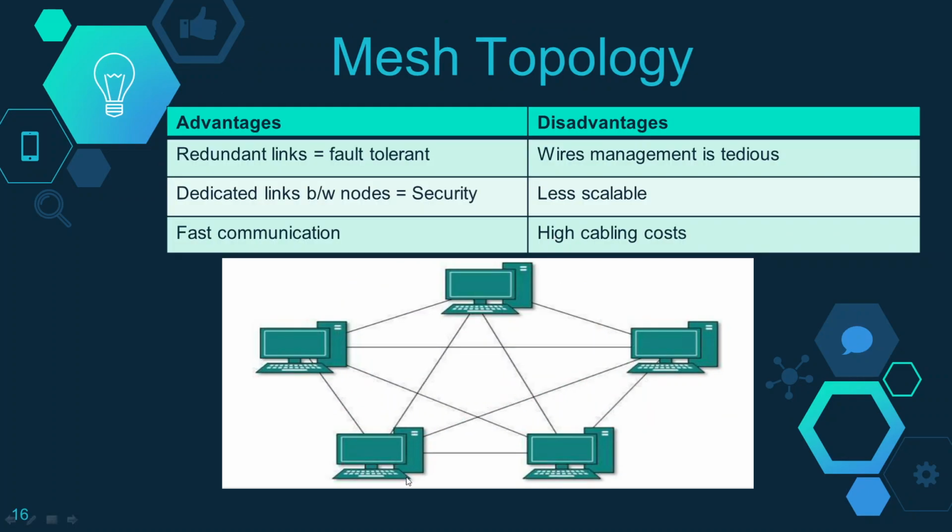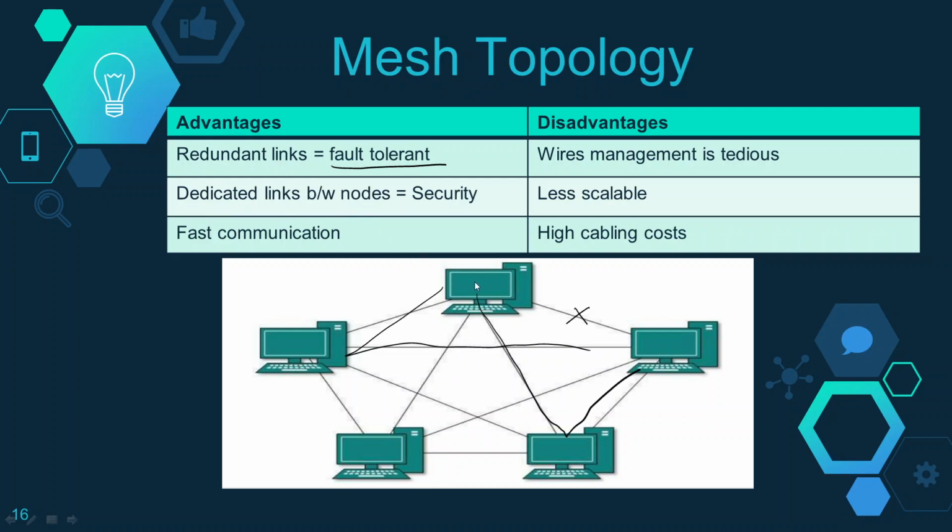So these are some of the advantages and disadvantages of the mesh topology. The advantage is that it has redundant links, so it is fault tolerant. What this means is that, let's suppose this link fails, this computer can access the same computer through another link, such as this one or this one. So it has redundant links.